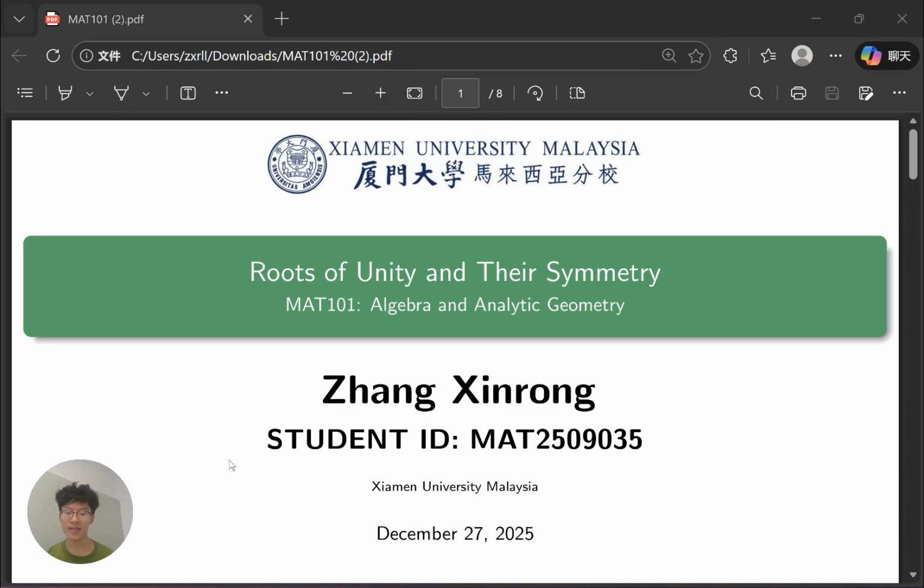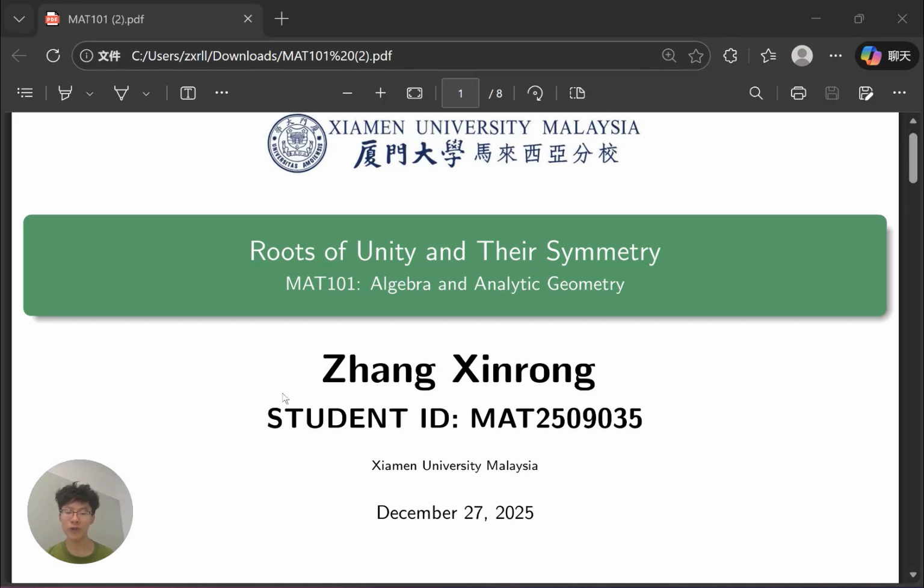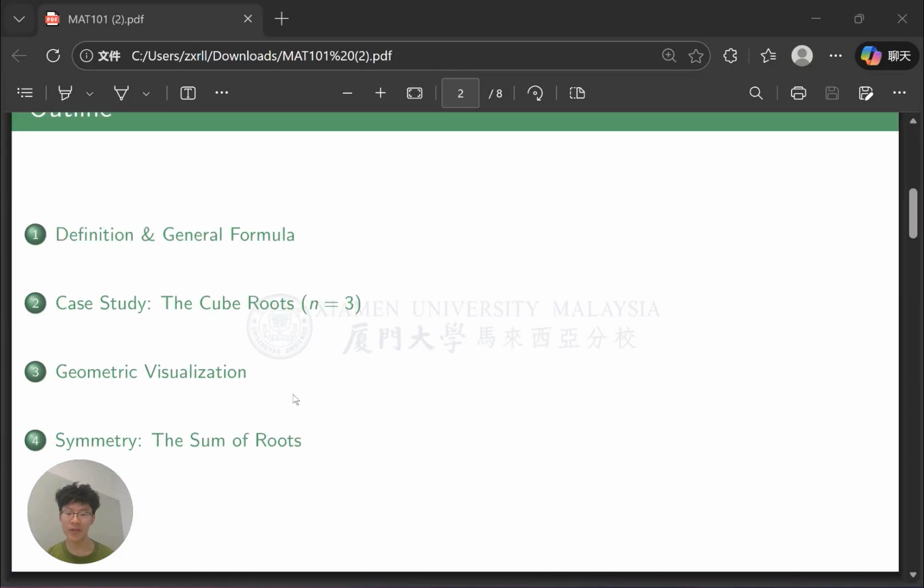In the next 10 minutes, I will guide you through 4 key parts. First, we will define the roots using the general formula. Second, we will look at a concrete case study where n equals 3. Third, we will visualize the beautiful geometry behind these numbers. And finally, we will prove this most important property, symmetry, using both algebraic proof and physical intuition.